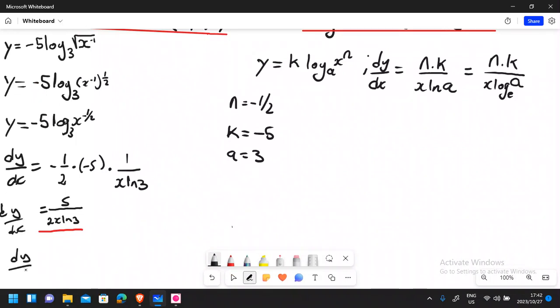Remember, this is the answer, but you can continue if you want to go further. You can change this and say 5 over 2x, and then going back to the standard log base e, log 3. We can continue here, but it's not really that necessary. The final answer is where I underlined.